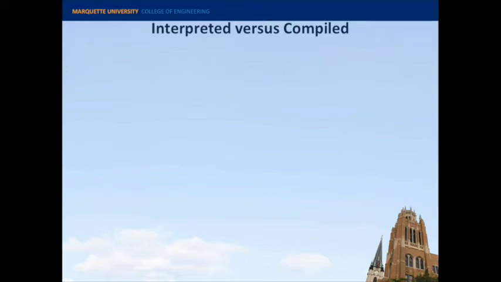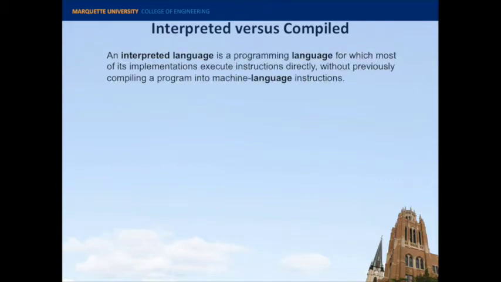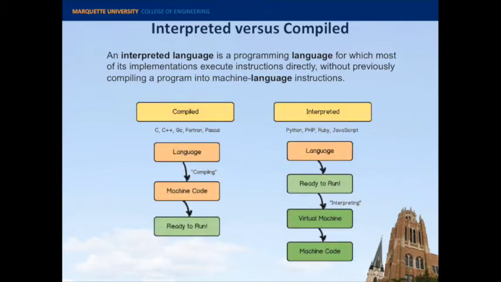So MATLAB is an interpreted code and Fortran is a compiled code. Fortran, C, all of those compiled languages, versus any kind of scripting language, which is an interpreted language. So an interpreted language is a programming language which is executed mostly without compiling the program into machine language. I think this pictorial kind of describes it better.